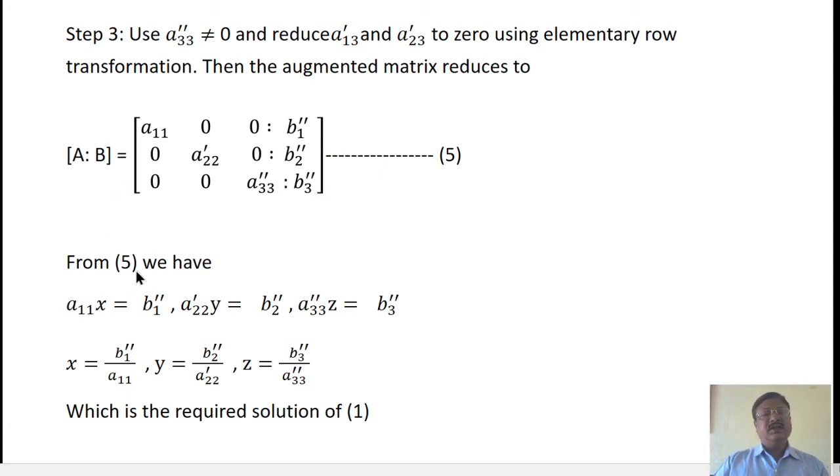Now from equation 5 we get a11 x is equal to b1 double dash, a22 y is equal to b2 double dash, a33 double dash z is equal to b3 double dash. Then solving for x, y and z, we get x is equal to b1 double dash divided by a11, y is equal to b2 double dash divided by a22, and z is equal to b3 double dash divided by a33 double dash, which is the required solution of equation 1.